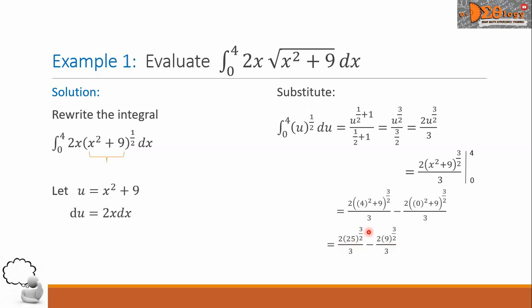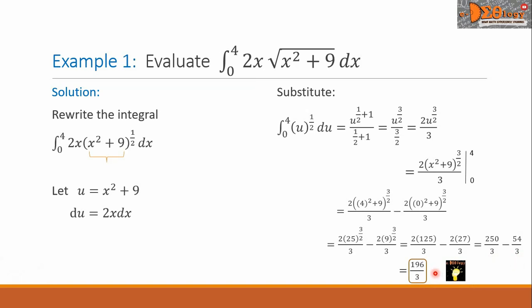This 25 raised to 3 over 2 is simplified into 125, while 9 raised to 3 over 2 is 27. 2 times 125 is 250. 2 times 27 is 54. We get the difference of the two like fractions. We have 196 over 3. This is the final answer.